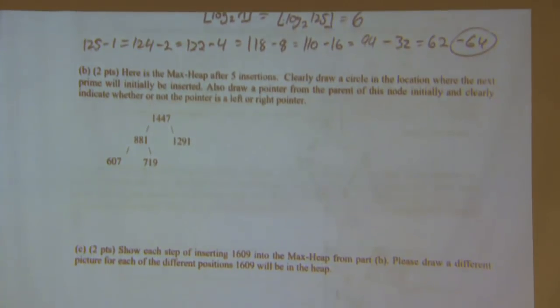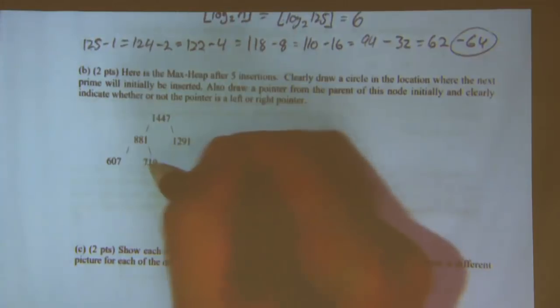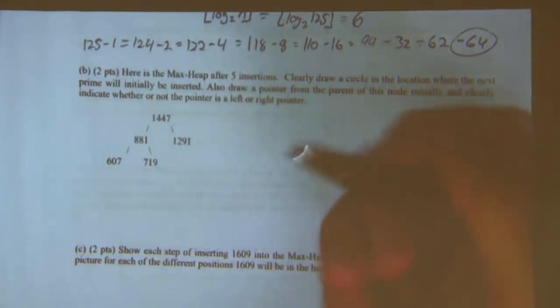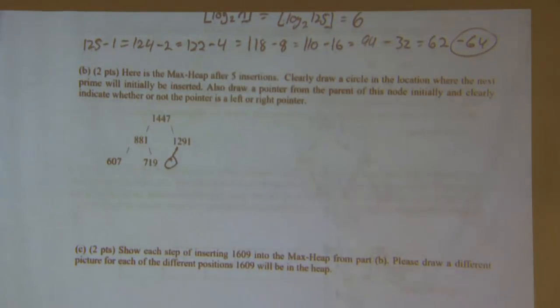Okay, and this one says, here's a max heap, and clearly draw a circle in the location where the next number will initially be inserted, and then draw a pointer from the parent to indicate which direction it comes off of that parent. We kind of did this in the last example. We're just looking at the leftmost child in the bottom row, which would be the left child of this 1291. So that would be the answer to that question right there.